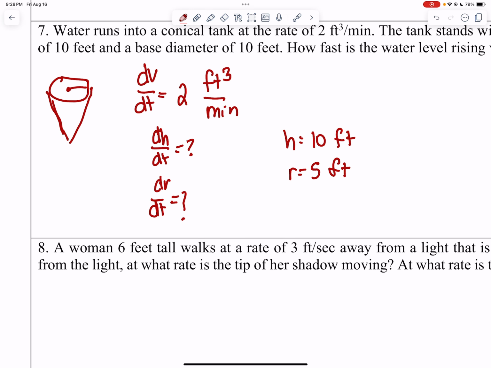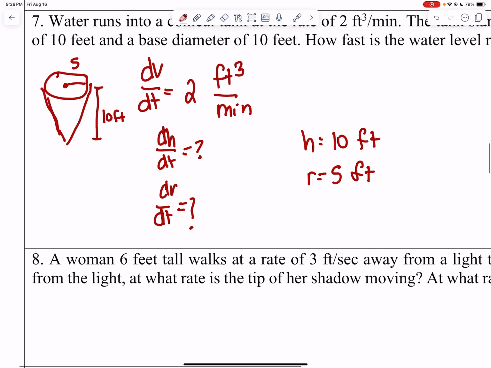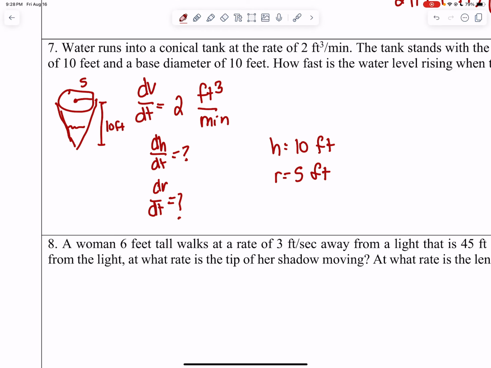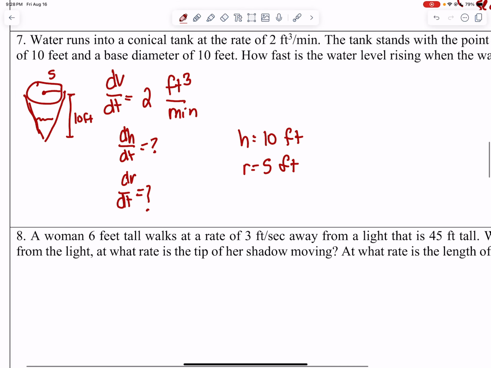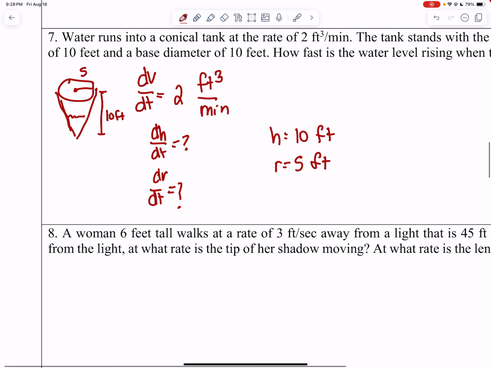I have a radius of 5 feet and my height is 10 feet. All right. And we're trying to figure out how fast the water level is rising when the water is 6 feet deep. So we're trying to figure out what this is right here. And we have some R that we don't know.